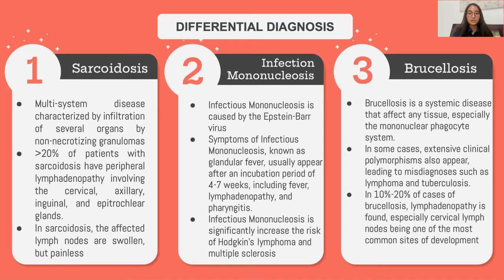The third one is brucellosis. Brucellosis is a systemic disease that can affect any organ or tissue, especially the mononuclear phagocyte system. In some cases, extensive clinical polymorphism also appears, leading to many misdiagnoses such as lymphoma and tuberculosis. In 10% to 20% of cases of brucellosis, lymphadenopathy is found, with cervical lymph nodes being one of the most common sites of development. That's all from me. The presentation will be continued by my friend.